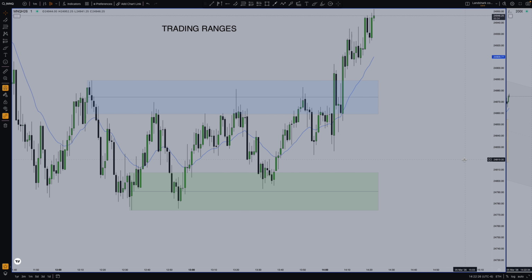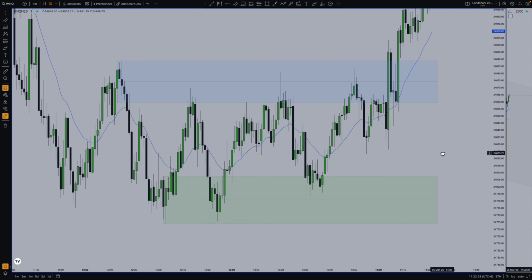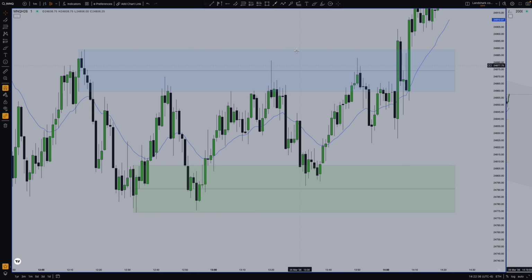Couple nuances. Let's go over some nuances. So that's the basics. A couple nuances would be, let's say that this candle here, use this. Let's say that this candle right here put in a wick.